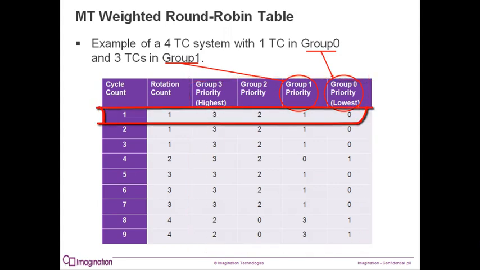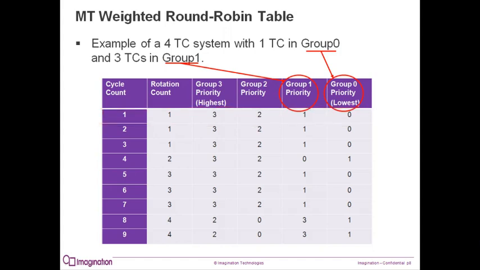Let's look at row 1. As we saw in the previous slide, the group number and the priority number match for this first rotation. Since there are no threads in group 3 or 2, the highest priority group is group 1. Because there are 3 threads in group 1, each one of those threads gets 1 cycle each, so the threads in group 1 use up the first 3 cycles.